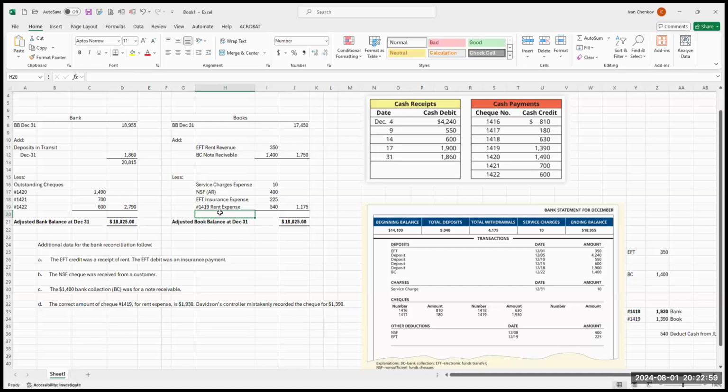So what that means to us, we have to add more to the rent expense. The amount mistakenly was recorded for $1,390, which is $540 less. So what do we have to do in order to adjust our books? At this point our books are sitting at $17,450. We have to add to our cash those two items, and we have to deduct from our cash those items. Once we do that, our cash balance from 17,450 is going to become 18,025, which is our objective.